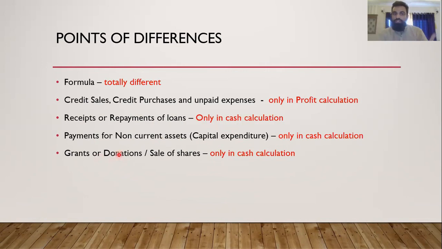When we talk about donations from the government or grants, sometimes government gives grants to private sector businesses, or when a private sector company sells its shares, we receive cash. But this cash will only be included in cash calculation, never in profit calculation, never.